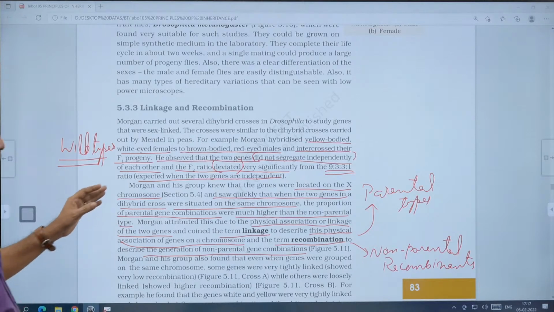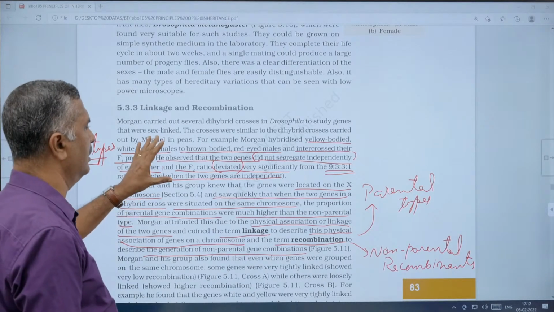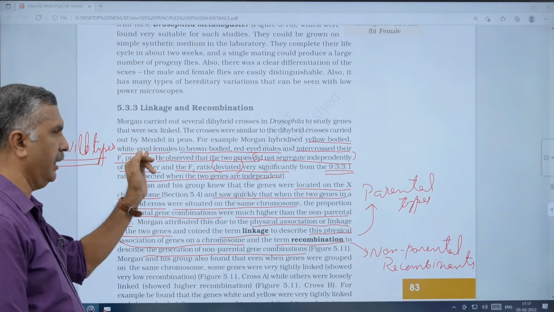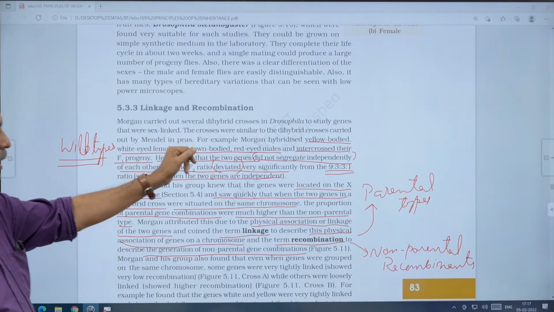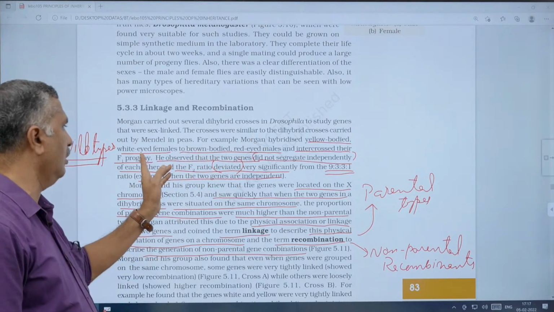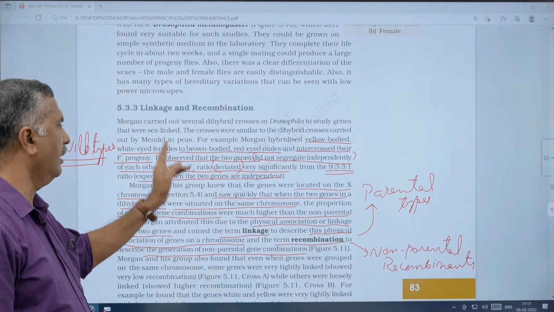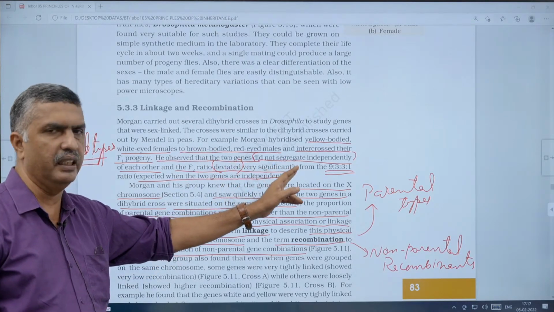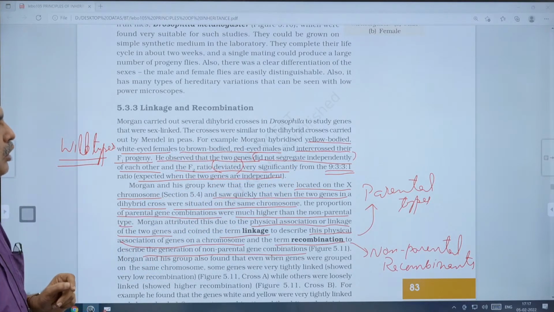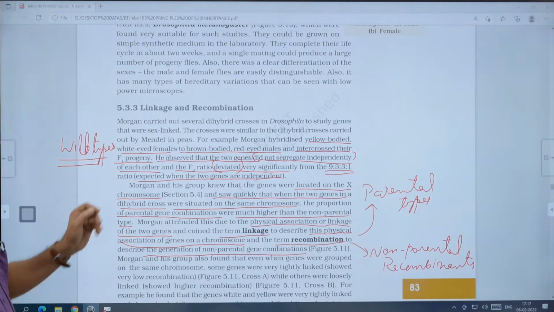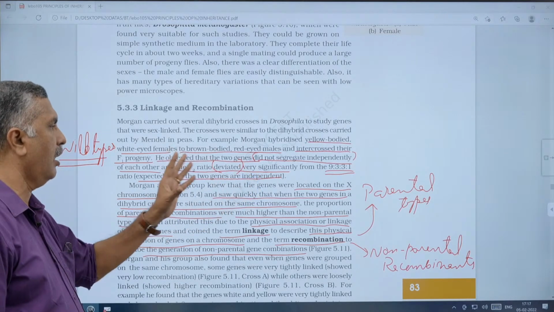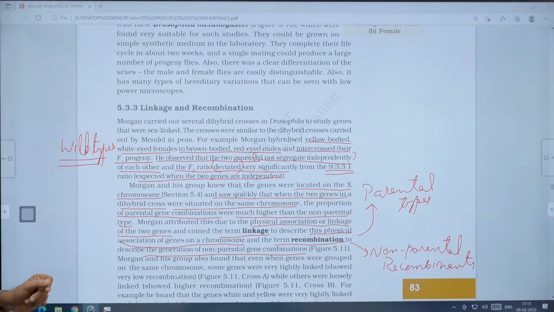But here, in the case of his studies in Drosophila, he hybridized yellow-bodied, white-eyed females and brown-bodied, red-eyed males, and the F1 progeny were intercrossed. In the F2, the data deviated very significantly from the 9:3:3:1 ratio that he expected when the two genes are independent. The genes are not independently segregated.